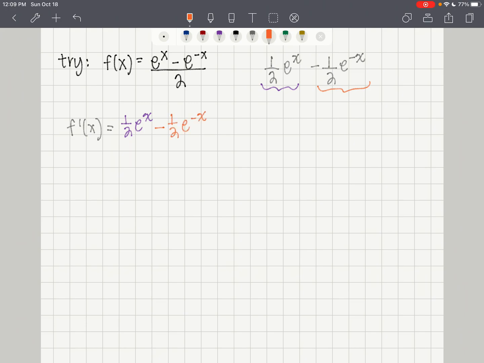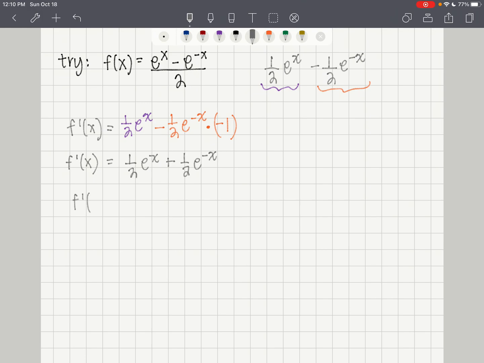E to the negative x. So the derivative of that exponential is itself, but we have to use the chain rule. We have to multiply by the derivative of the exponent, which is -1. So a negative times a negative is a positive, so our final answer is 1/2 e to the x plus 1/2 e to the negative x.